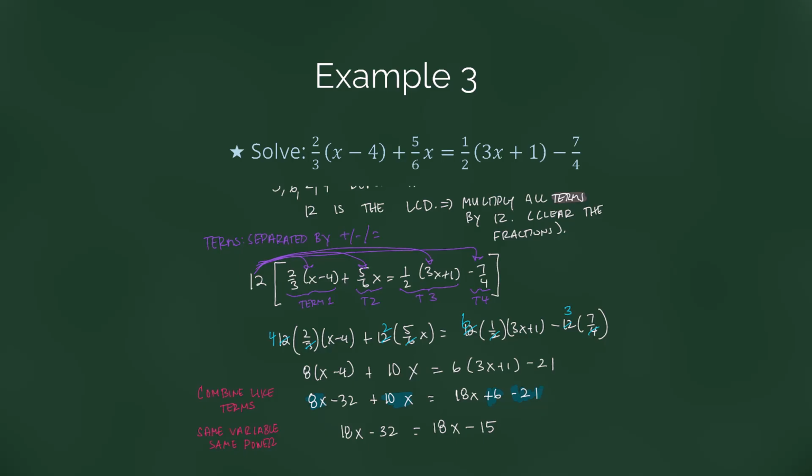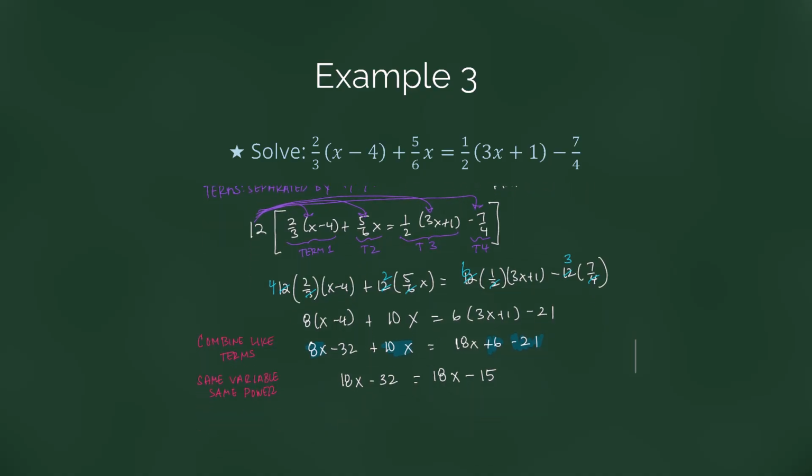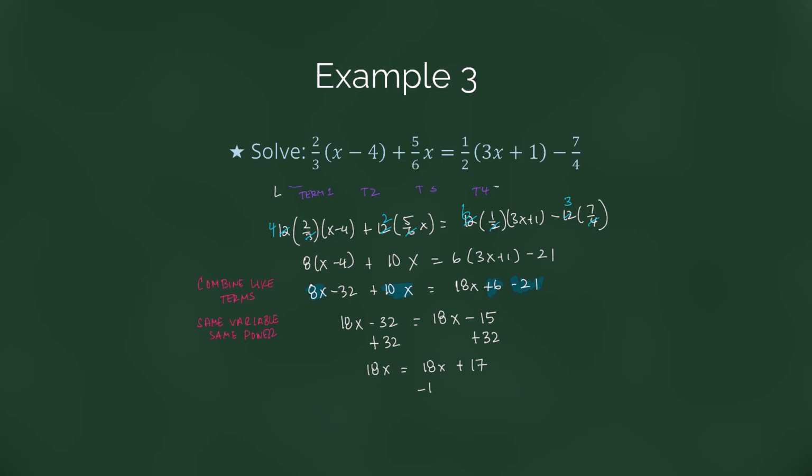Okay, now, if you have any experience solving equations, you might be starting to get a little suspicious about this one. But remember, our goal is to isolate the x. So we want to get all the x's on one side. So what I'm going to do is add 32 to both sides. On the left, that gives me 18x equals 18x. Negative 15 plus 32 is positive 17. We have an x on the left and an x on the right. We're going to move one of those over, so I'm going to subtract 18x from this side.